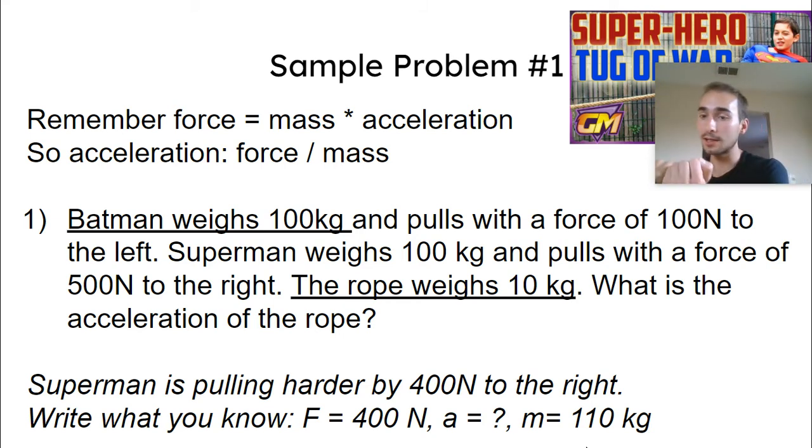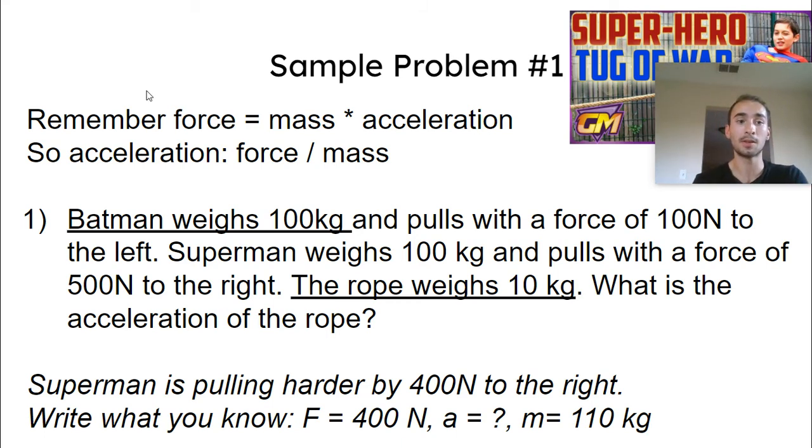Superman is pulling not only Batman's weight, but also the weight of the rope. So you take Batman's weight, 100 kilograms, plus the weight of the rope, 10 kilograms. So he's pulling 110 kilograms with a force of 400 newtons. Now, all you need is to plug into the equation. Force equals mass times acceleration.